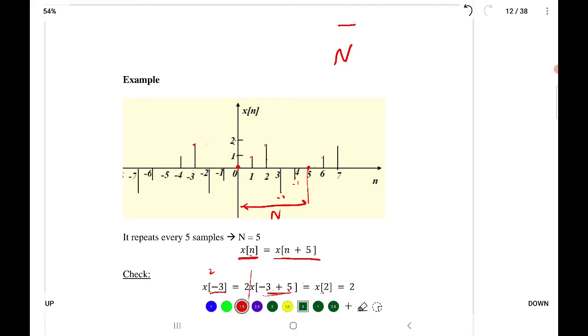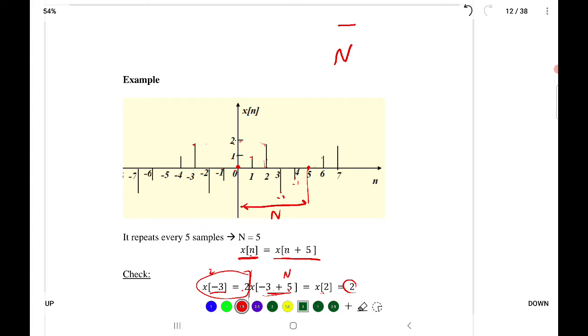What's x of 2 here? That's x of 2, equal to the same value. So you have x at n equal to -3, and when you add the period to n, you get also 2. So that's the proof that yes, it is periodic and the period is equal to 5.